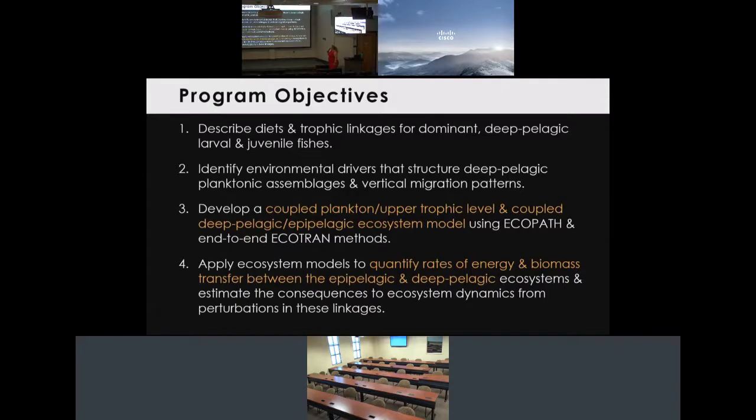So the overall objectives of this Gromery-funded deep-sea pelagic project were to describe diets and trophic linkages, identify the environmental drivers of assemblage structure and vertical migration, and then really the part that I'm fascinated about and excited about is we're also developing a coupled vertically integrated ecosystem model that's using the EcoPath plus EcoTroph framework. And then we can apply this model to look at different scenarios and basically perturb the ecosystem in different ways to see how sensitive different functional groups within our model may respond, for example, to changes in biomass of an important prey item, an oil spill, changes in temperature, et cetera.